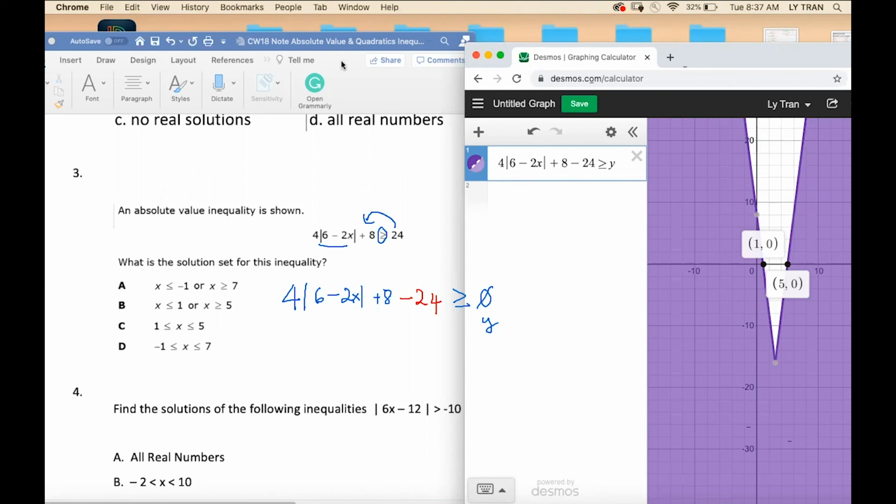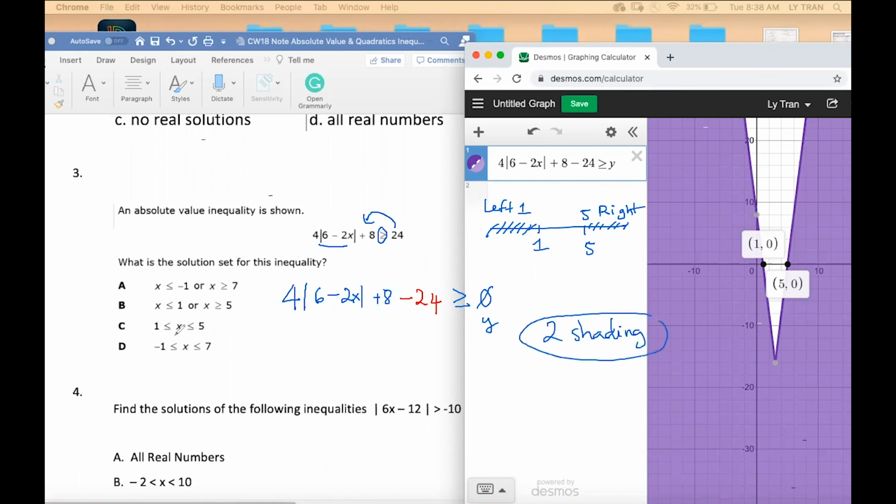Okay, now you're going to do it on a number line. This is 1, this is 5. How many shadings do you see? 2 of them, one from the left, and then another one from the right of 5. That means I have 2 shadings. Then I'm just going to look for the answer that has 2 shadings. So obviously it cannot be this one, because this is 1 shading. This is also 1 shading. The only one with 2 shadings is this one, but obviously not -1, not 7, because my special numbers are 1 and 5. So that's going to be my answer.